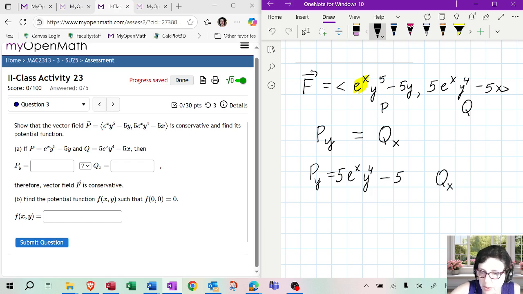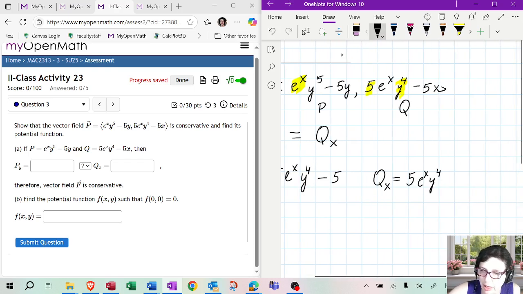Okay, Q with respect to x. So 5 is a number. And with respect to x, y to the 4th is also a number. So we keep it as a constant multiple. And derivative of e to the x stays the same. So this part actually just stays the same. Minus derivative of 5x with respect to x, and that's a 5.